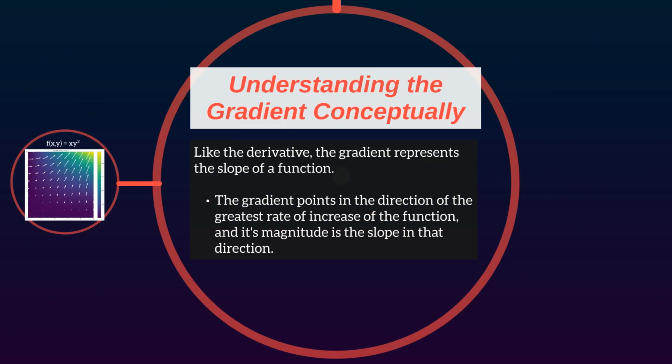Like the derivative, the gradient is going to represent the slope of a function, or alternatively, if we think about our other concept, it's going to represent the rate of change. And so the gradient is actually going to point in the direction of the greatest rate of increase of the function, and its magnitude is going to be the slope in that direction. So this is invaluable because we can determine the direction to change our variables that is going to have the greatest impact. In the context of machine learning, we are going to actually go in the negative gradient direction.